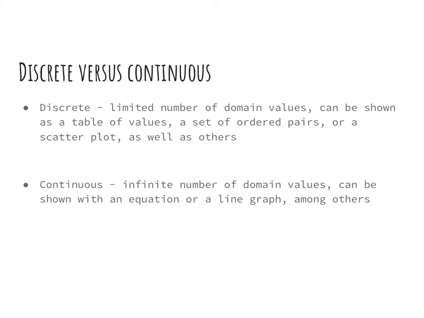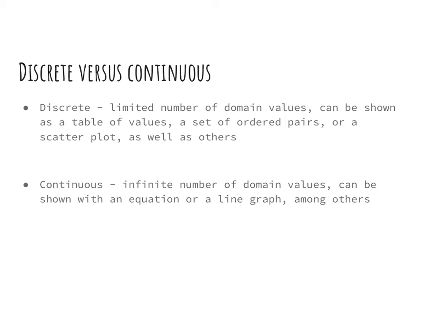So now we're going to talk about discrete versus continuous functions. Okay, discrete, that's a limited number of domain values. It can be shown as a table of values, a set of ordered pairs, a scatter plot, as well as others. It can be a graph as well. Basically with a graph, if you have to lift up your pencil to trace it, that means it is discrete and is not continuous.